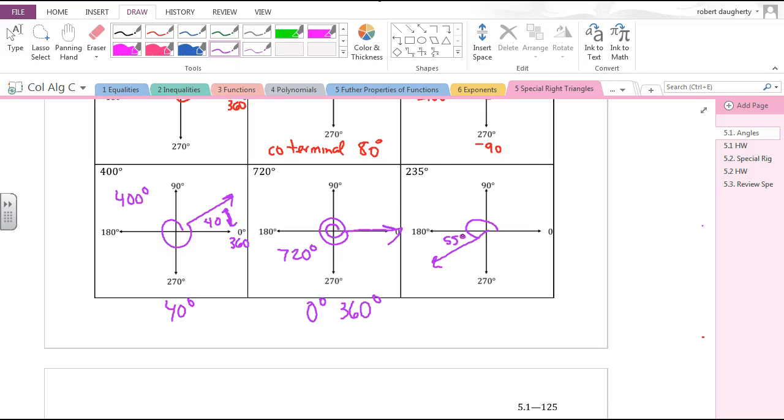I could add 360 to it and get another angle, but the only one that's coterminal between 0 and 360 is 235, okay? Now, if I went to negative angles, I could find the negative angle that ends here as well, okay? But between 0 and 360 for a 235 degree angle, only a 235 degree angle ends in that same spot.